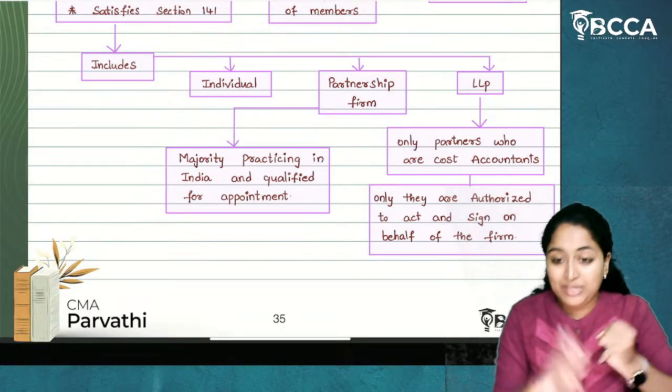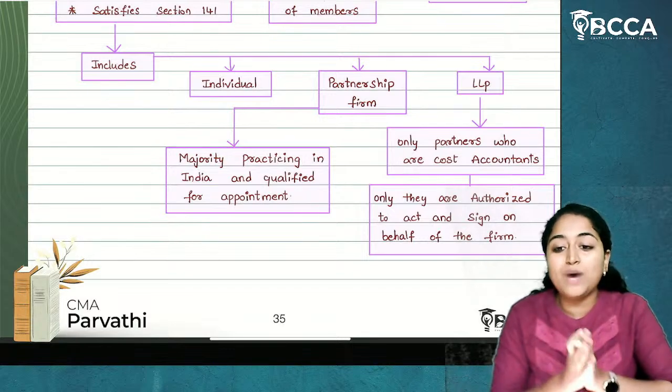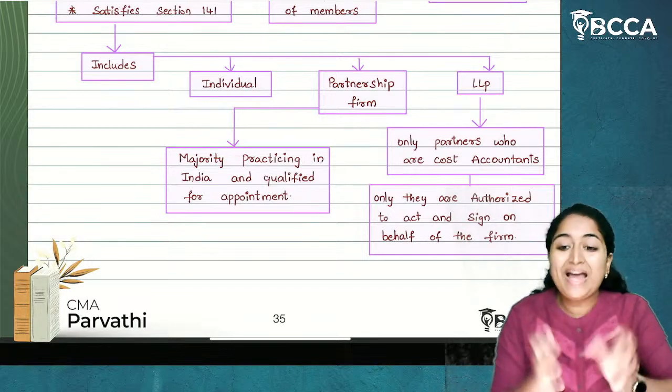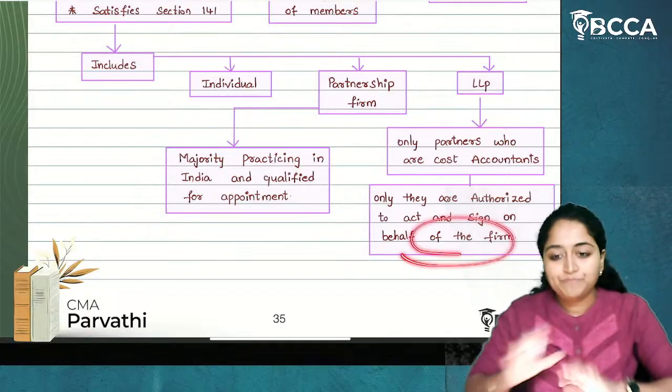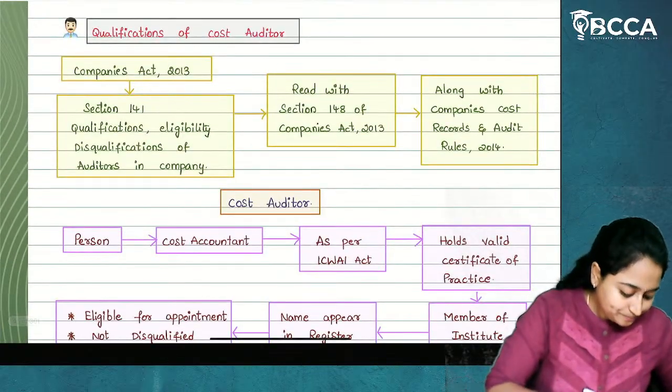In case of LLP, the LLP will become a cost auditor, but only the cost accountants who are there as partners in the LLP will act and sign on behalf of the firm. I hope it's clear. So these are the qualifications of a cost auditor.